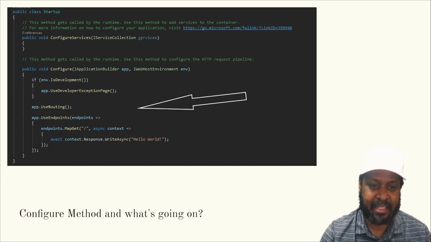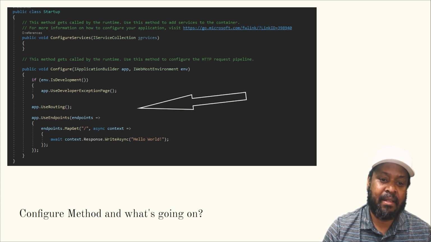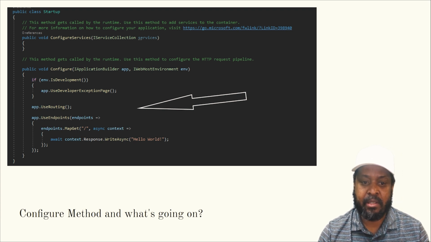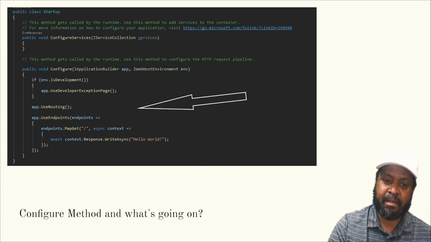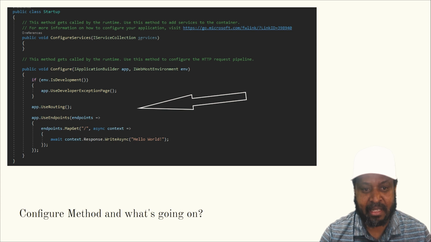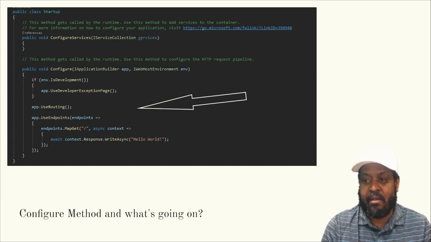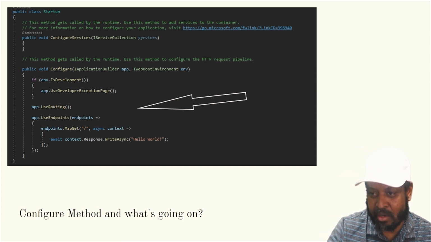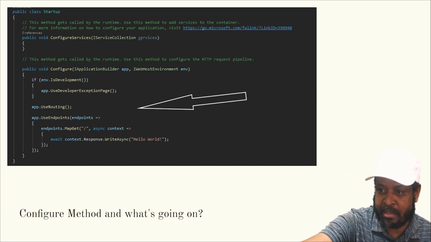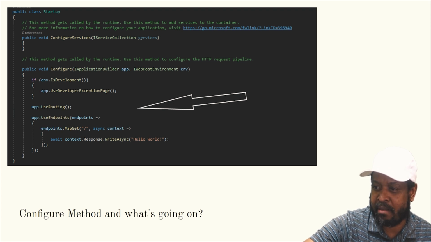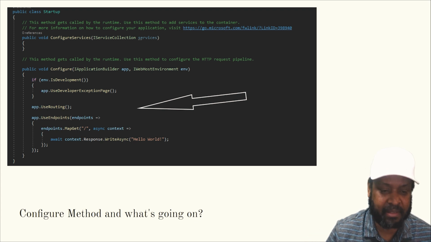In addition, ASP.NET Core configures app behavior based on the runtime environment, using an environment variable which is provided by the IWebHostEnvironment instance. That's the tech term of it, but basically we're talking about those two parameters, the IApplicationBuilder with the reference app, and the IWebHostEnvironment, which is the ENV, the environment variable.